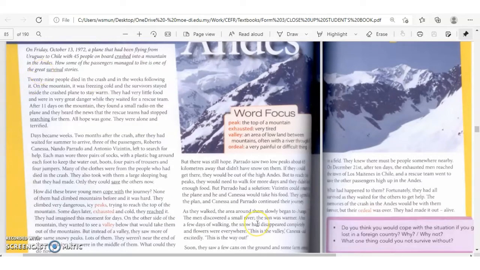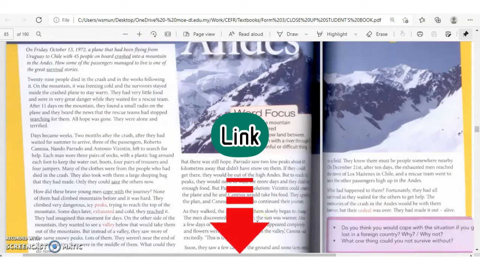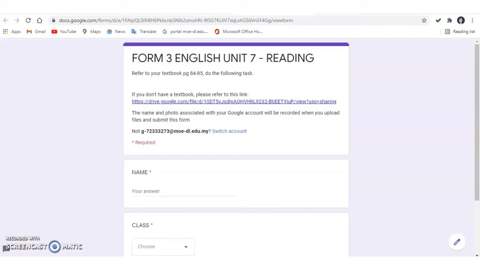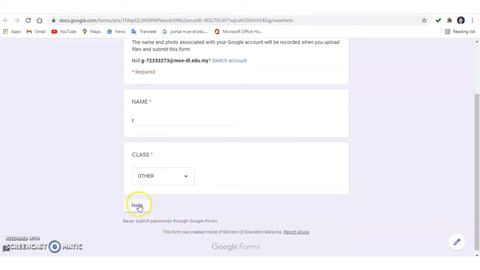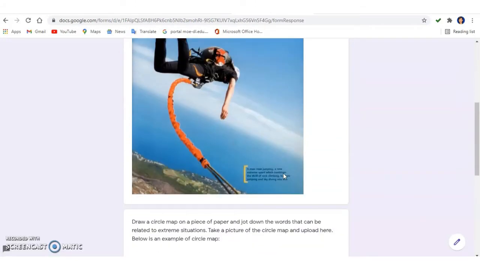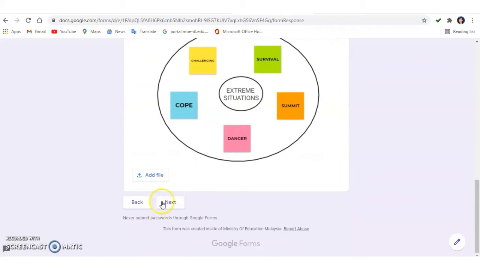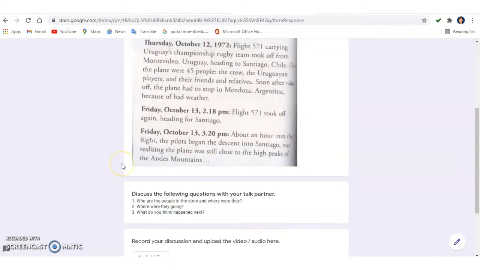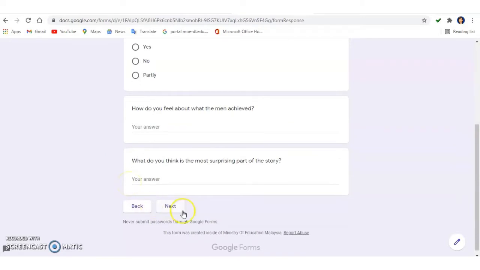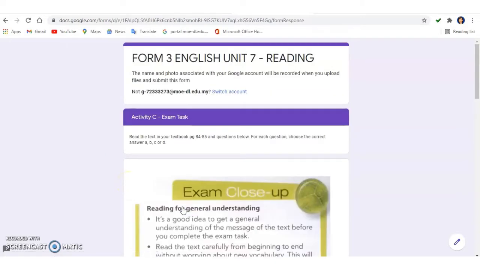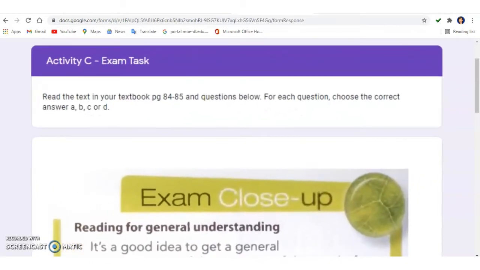Now let's open up the Google form that I have shared in the description of the video for this task. As usual, you have to type your name and choose your class. The pre-lesson activity, we have already gone through in the previous parts of the lesson, and we have also done activity A and activity B. So today we will do activity C, exam task.